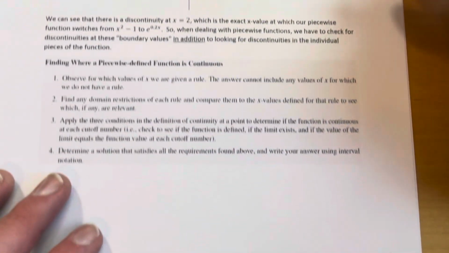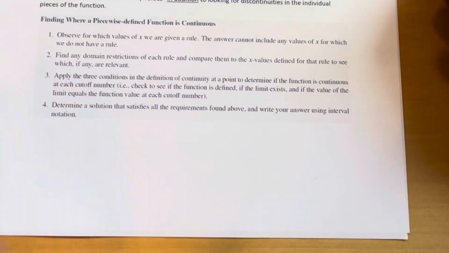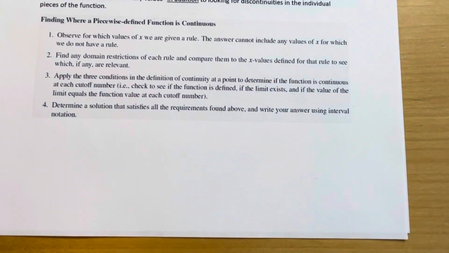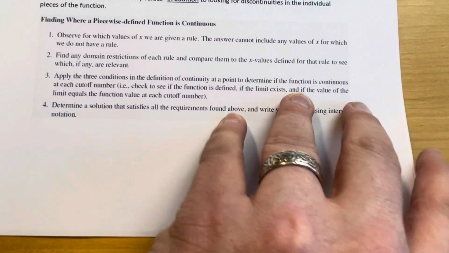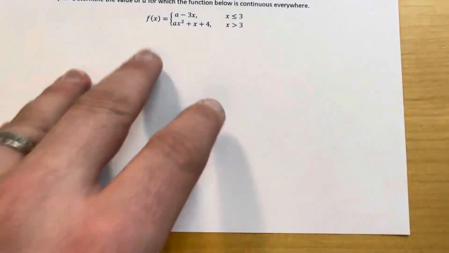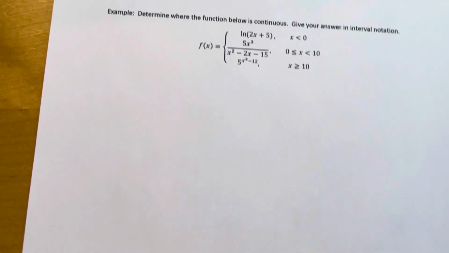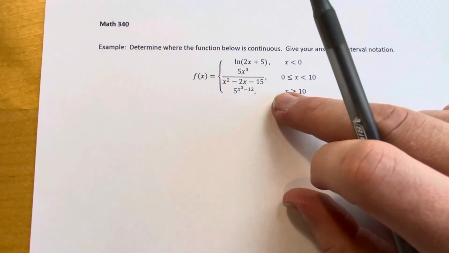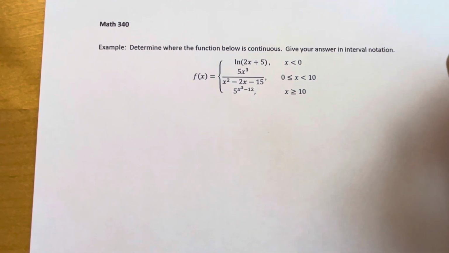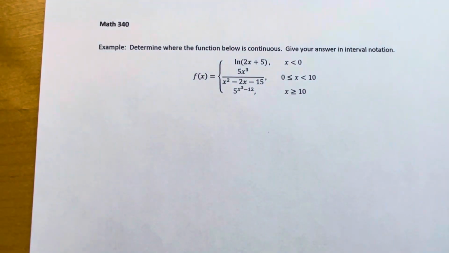Okay. And then finally, determine a solution that satisfies all of the requirements found above and write your answer using interval notation. Step 4 is where we can draw that number line and do that one-dimensional graph. That's what that's talking about. So we have a couple of examples to look at. We want to determine where this function down here is continuous, and we want to write our answer in interval notation as we've been doing, okay?